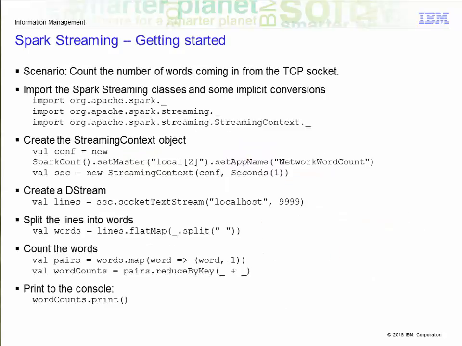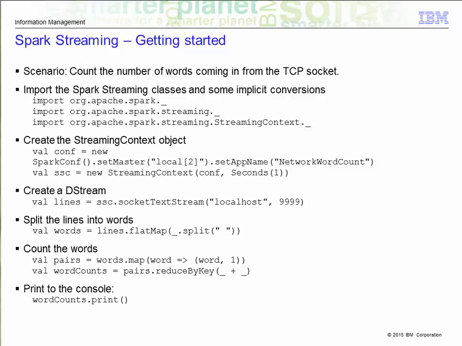Here we have a simple example. We want to count the number of words coming in from the TCP socket. First and foremost, you must import the appropriate libraries. Then you will create the streaming context object. In it, you specify to use 2 threads with a batch interval of 1 second. Next, you create the DStream, which is a sequence of RDDs that listens to the TCP socket on the given hostname and port. Each record of the DStream is a line of text.